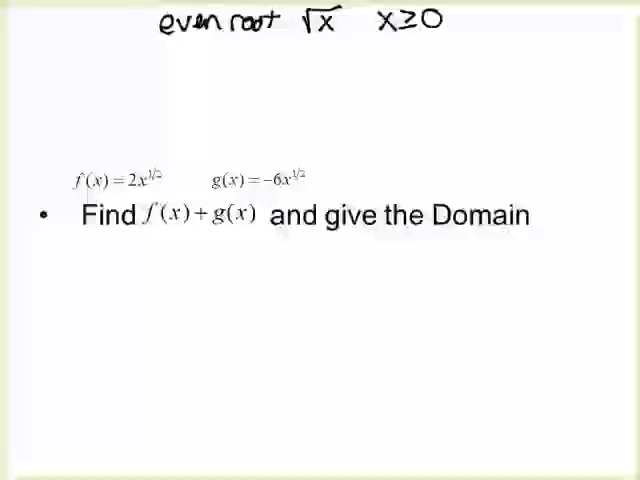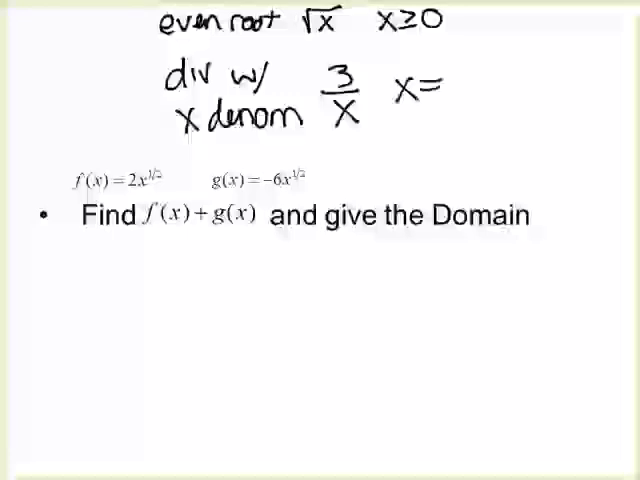Is there an even root? So it could be a square root, it could be a 4th root, a 6th root, an 8th root, whatever kind of root it is. If it's an even root, it has problems. The second question is if we have division with x in the denominator. So something like 3 over x. What are we not allowed to divide by? 0. So x can't be 0.